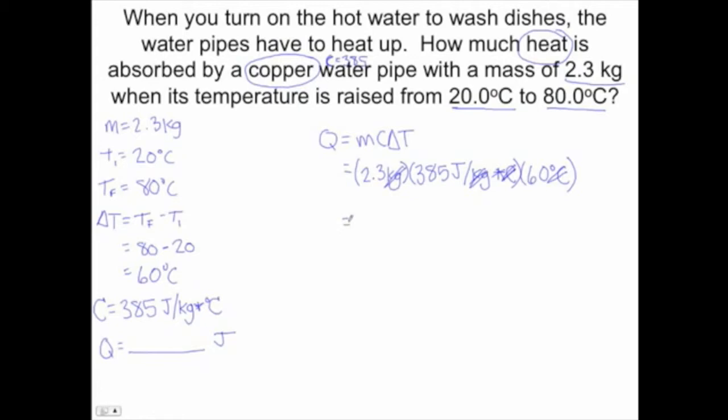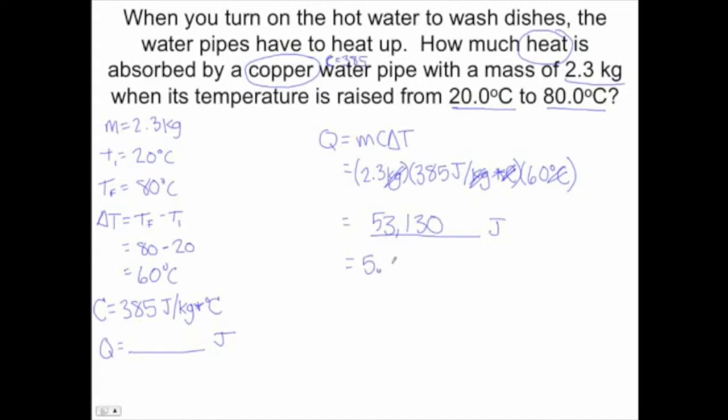So you're good to go there. You're good to go with your units. You'll have the right units of joules when you finish, if you're one of those people that worries about units. And so when I multiply all of these things together, I get 53,130. And that's a big number, and that's okay.